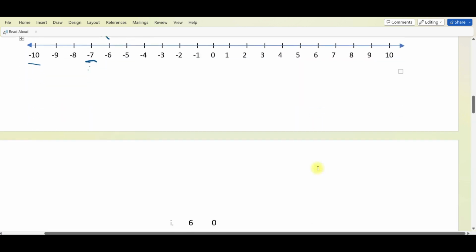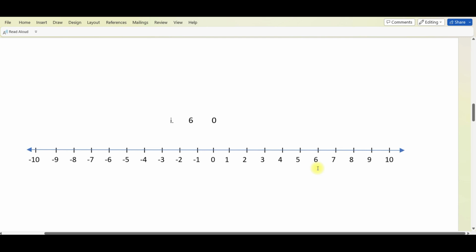Similarly, let us take one more example on positive integers as well. Now I have 0 and 6. You can find 6 is towards the right of 0. That means 6 is greater. So 6 is greater than 0. This is how you can find the order of the integers on the number line.